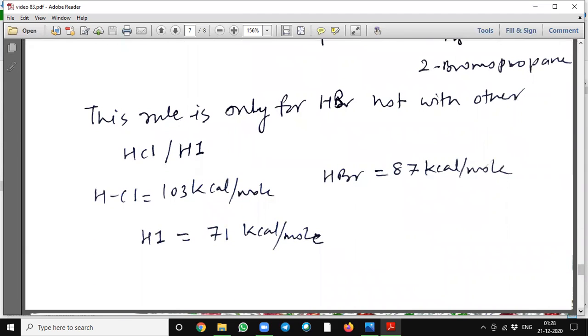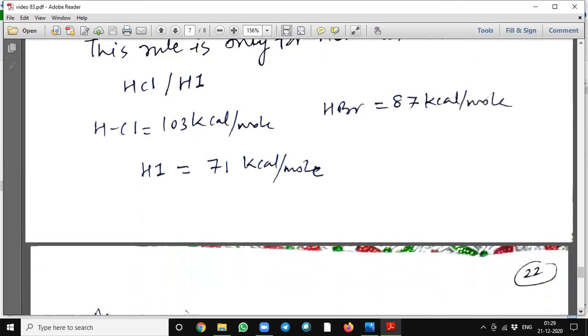This rule is only for HBr, not for HCl or HI, because next we will see the mechanism where we are using peroxide. So it is a free radical mechanism. The alkoxy free radical has the capacity to abstract the proton of HBr only. It will not cleave hydrogen chloride because that requires higher energy, and HI requires less energy, so it will again form HI and the iodine molecule.